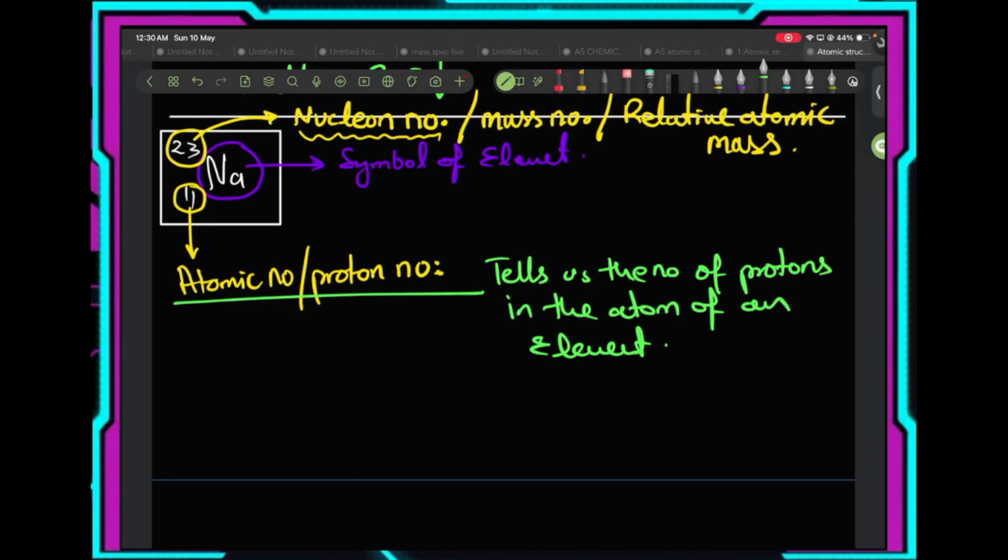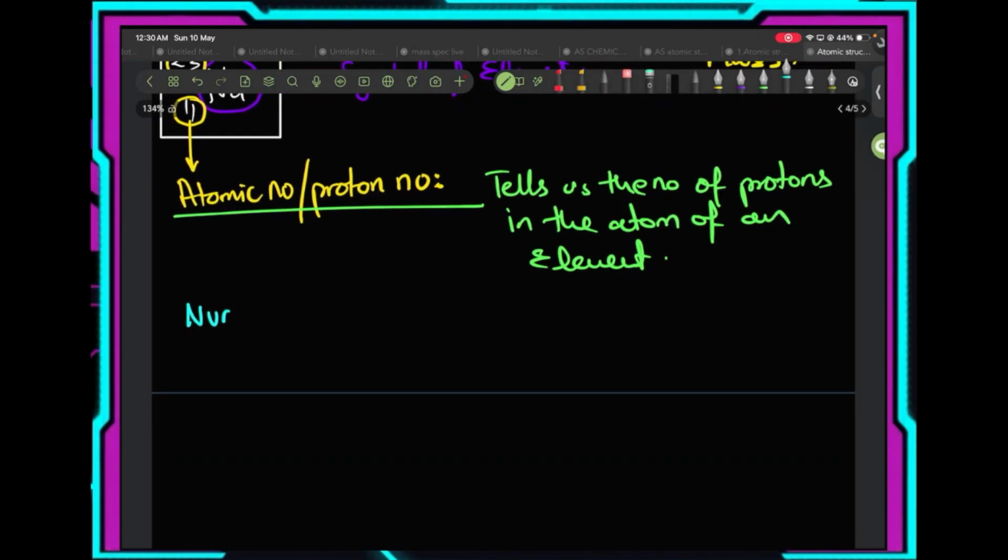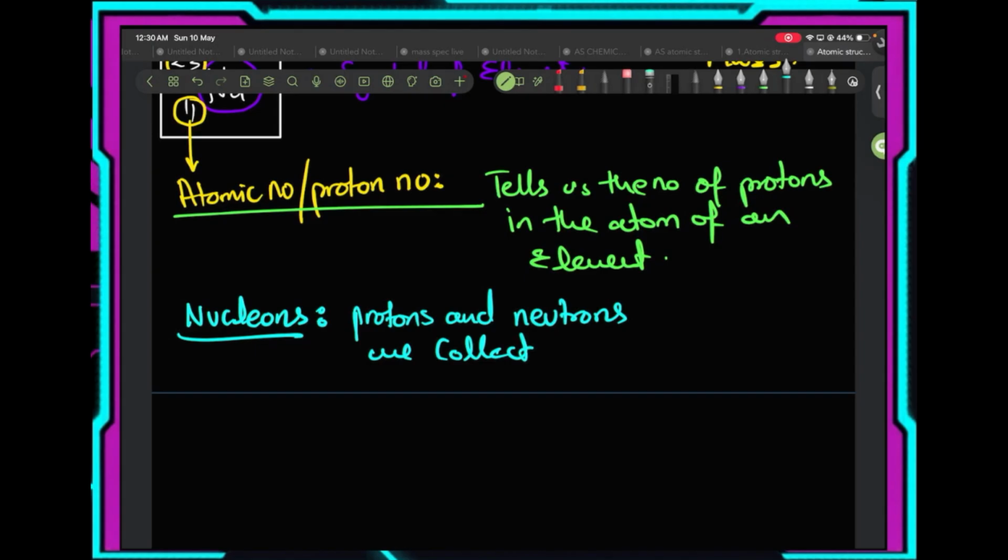Now, in order to understand the nucleon number, you have to understand one thing first. What are nucleons? Nucleons is basically a name given to protons and neutrons collectively, right? If we put them together, like one subatomic particle is known as proton, the other is known as neutron, but collectively they're both known as nucleons. So protons and neutrons are collectively known as nucleons.